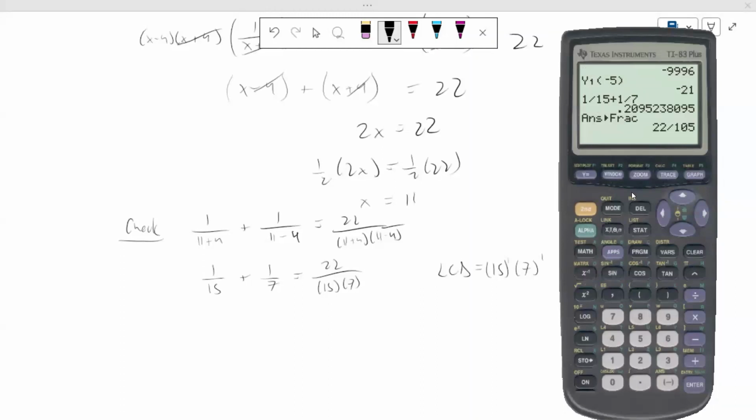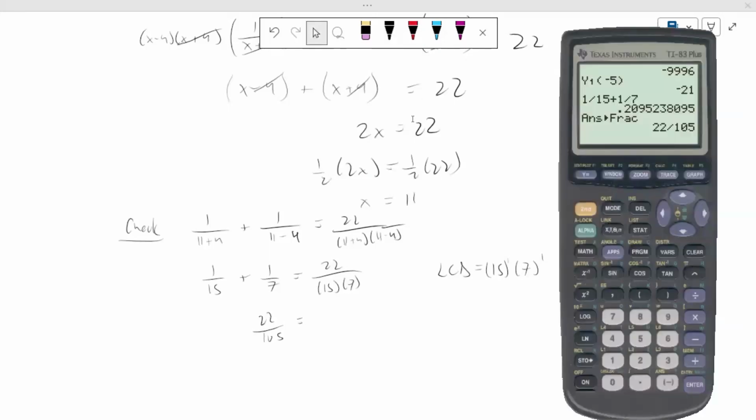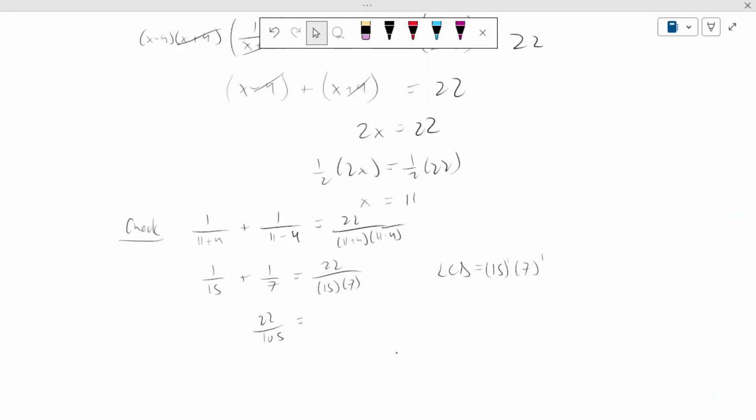It's 22 over 105, right? All of the common factors have been canceled and everything like that. So over here, this is just going to be 22 over 105. Okay, that's the left-hand side. On the right-hand side, well, 15 times 7 is 105. So it's just 22 over 105 there. So, check. Fair enough. Any questions on that? Any questions at all?